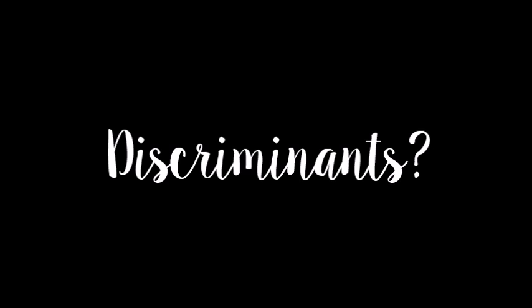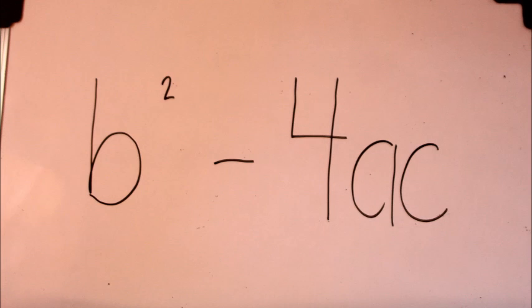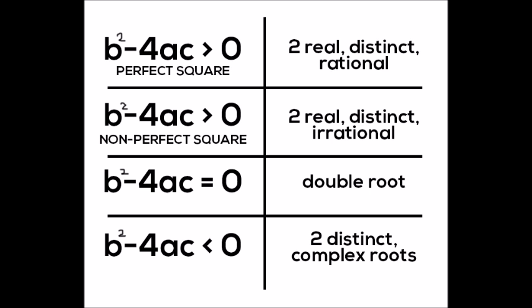Let's now go back to the topic of discriminants. We know that b squared minus 4ac is a formula used to determine the discriminant of a quadratic equation. The following tables show how the nature of the roots are identified. You must be really familiar with this table in order to fully understand this topic.